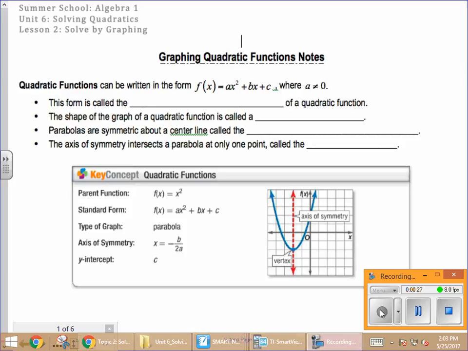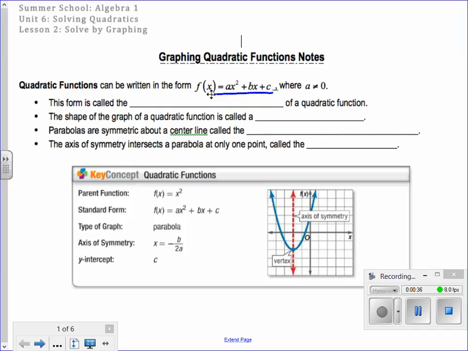Before we start, we need to talk a little bit about some vocabulary. It says at the top that quadratic functions can be written as ax squared plus bx plus c. A cannot be 0, so the first term is not 0, otherwise it's not a quadratic function. That format is called the standard form of a quadratic function. The shape of a graph, which we can see down here in the picture of a quadratic function, is called a parabola.